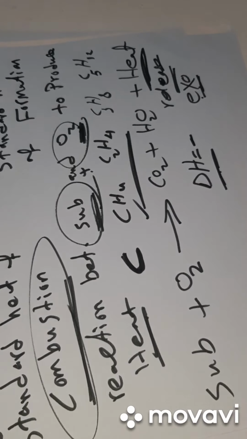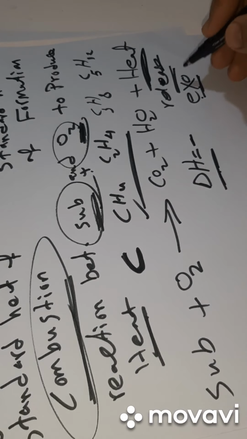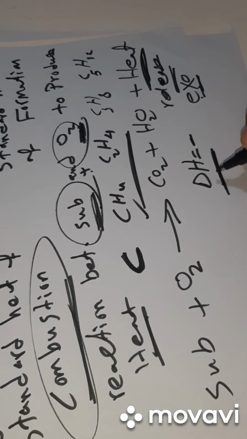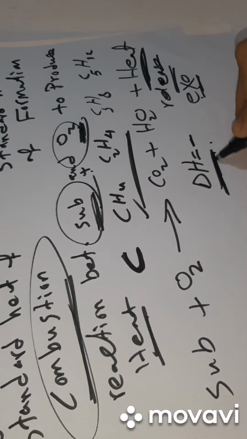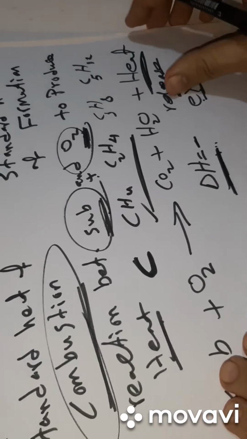So all combustion equations are exothermic equations. Okay? And delta H of these reactions is negative.